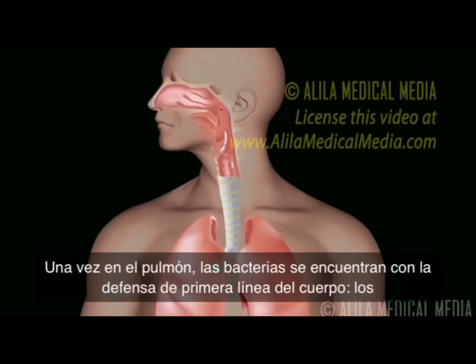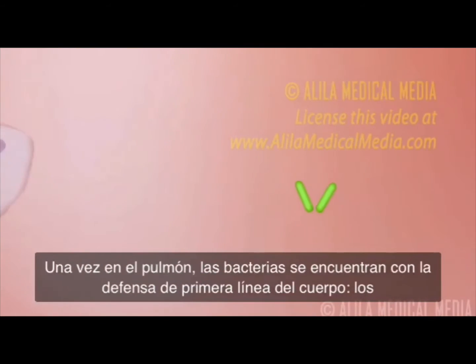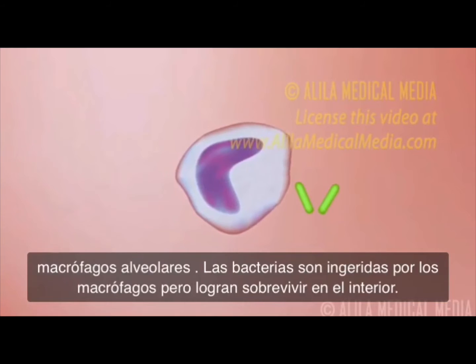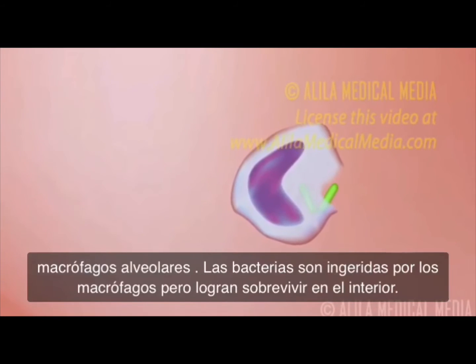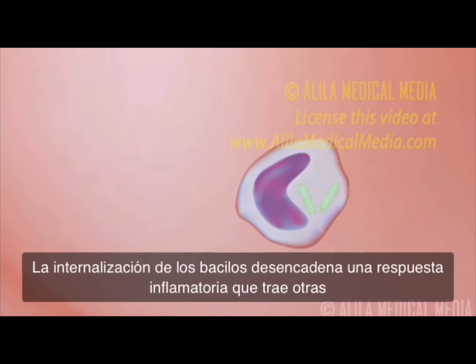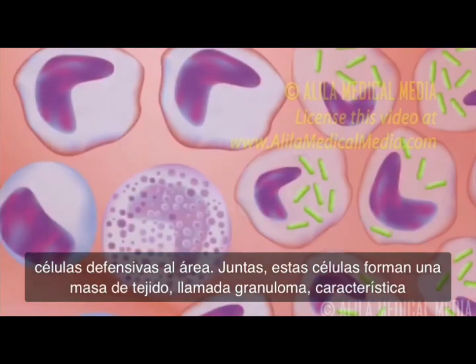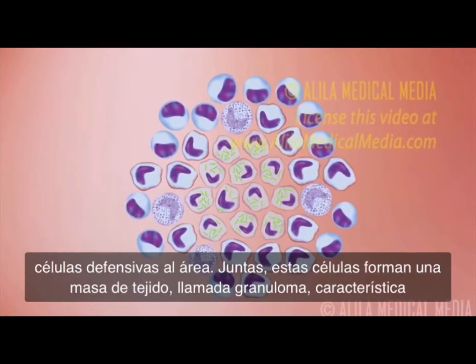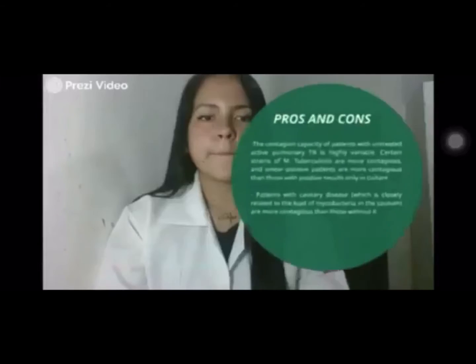Once in the lung, the bacteria meet with the body's first-line defense, the macrophages. The bacteria are ingested by the macrophages, but manage to survive inside. Internalization of the bacilli triggers an inflammatory response that brings other defensive cells to the area. Together, these cells form a mass of tissue called a granuloma.